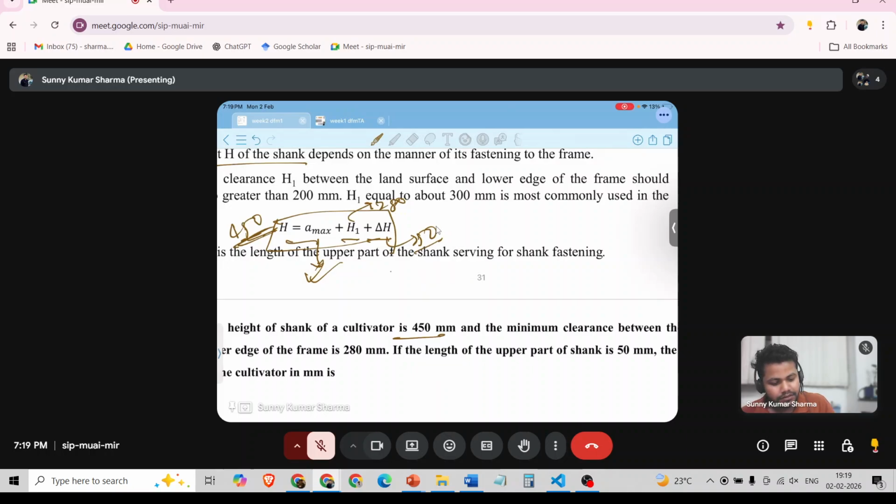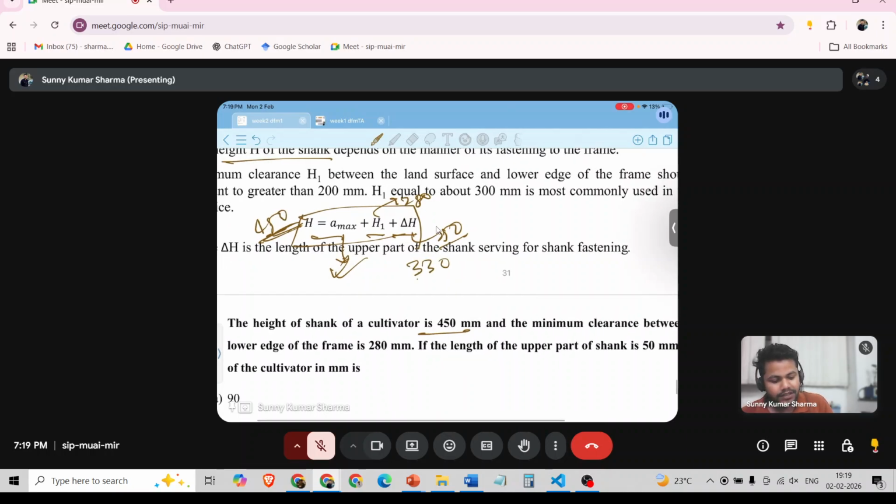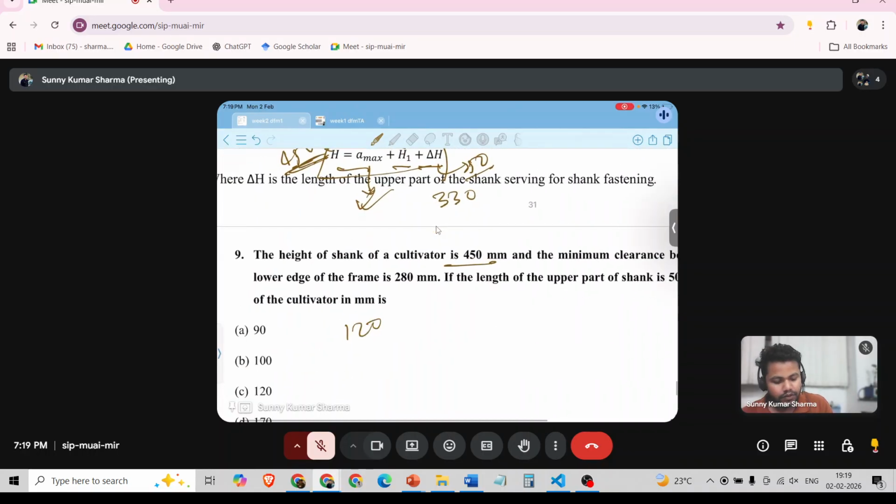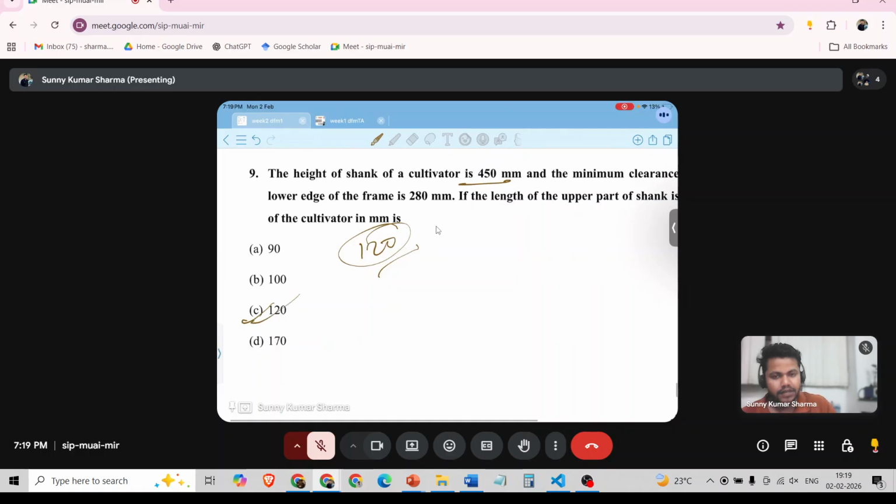280 plus 50 is 330, and 450 minus 330 will be 120. So 120 is the answer.